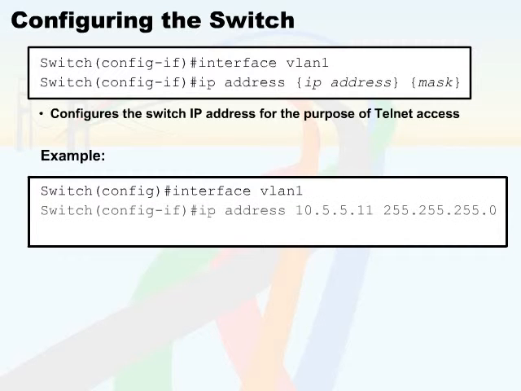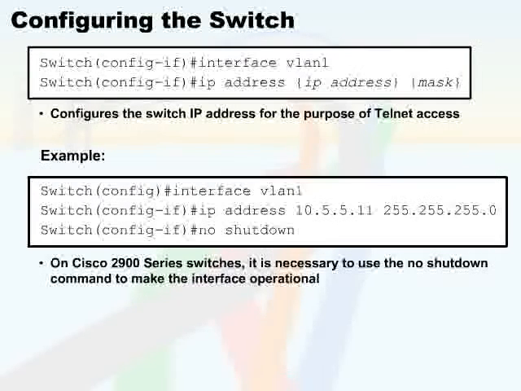In addition, on the 2900 series switches, we must execute no shutdown to bring up the VLAN 1. On 3500 series switches or greater, VLAN 1 comes up automatically, so we don't need to execute the no shutdown command. But on the 2900 series switches, we need to execute the no shutdown command to make this interface operational.